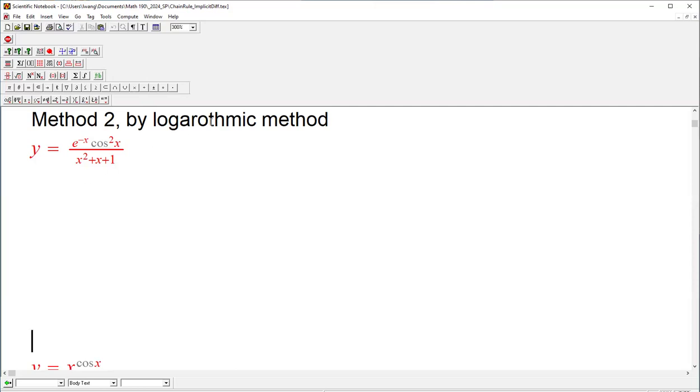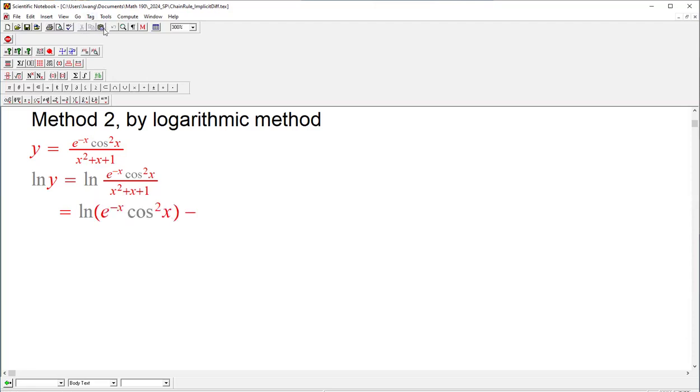What we do here is take a logarithm on both sides. There's a typo here. So ln y equals ln the whole of the right-hand side. And we're going to apply product rule and quotient rule. We're going to apply quotient rule first: ln of the numerator subtracting ln of the denominator.